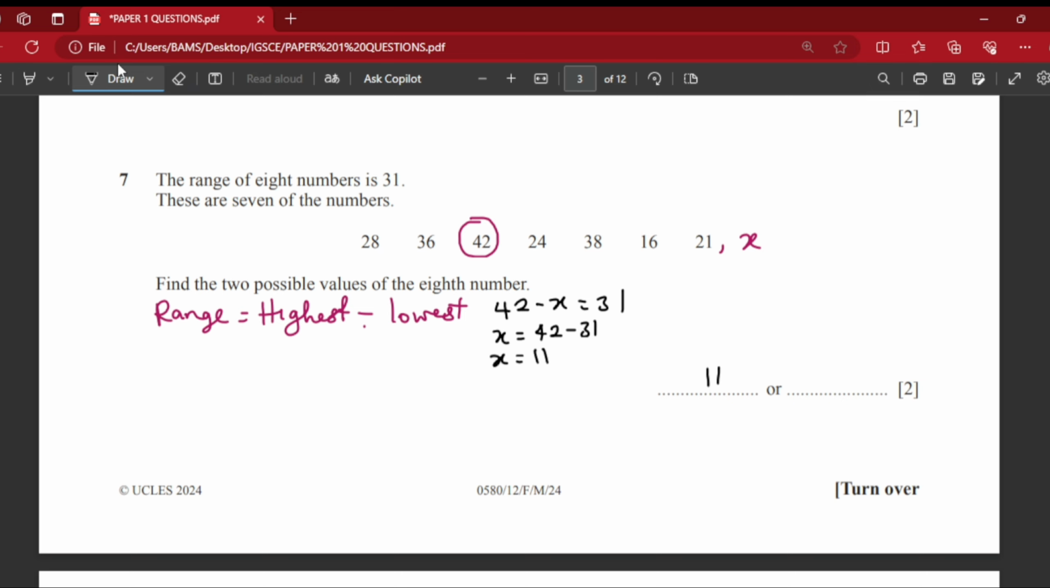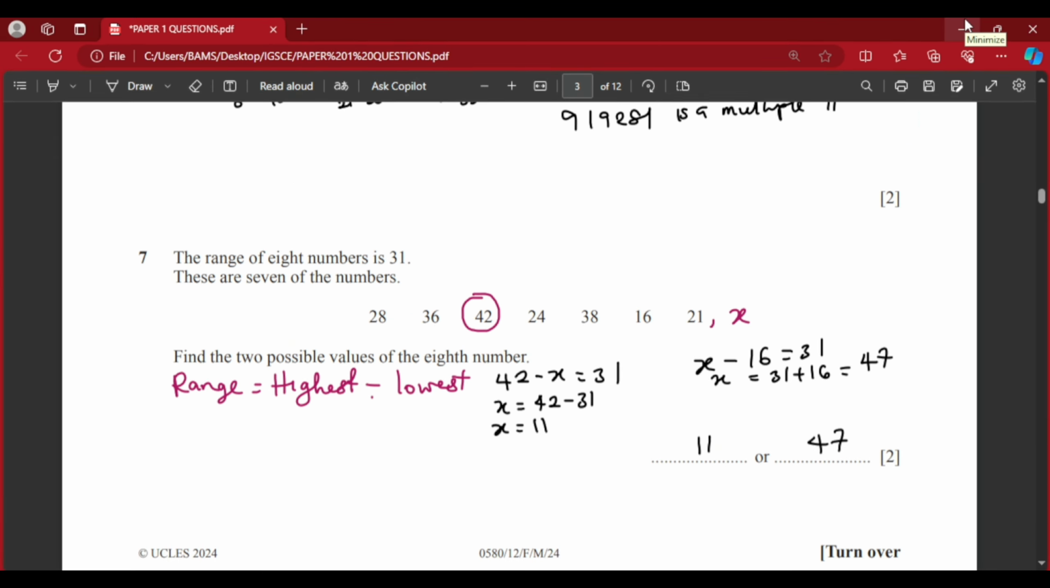Another way, what if x is the highest number? Because we took x to be the least first in the first case. Now, what if it's the highest? It means that I'll be doing x, the highest number, minus the least, which is what? 16, which is the least number here. It still equals 31. So collecting like terms is going to be 31 plus 16, and that's 47. So the number is either 11 or what? Or 47. Okay, so let's go to question 8. Question 8 quickly.